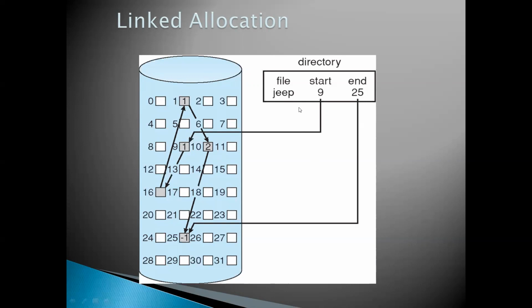See here, we have a file called Jeep, and the starting block address is 9. 9 is containing a pointer to 16. 16 is containing a pointer to the next disk block, which is 1. 1 is containing a pointer to the next disk block, which is 2. 2 is containing a pointer to the next disk block, which is 25.